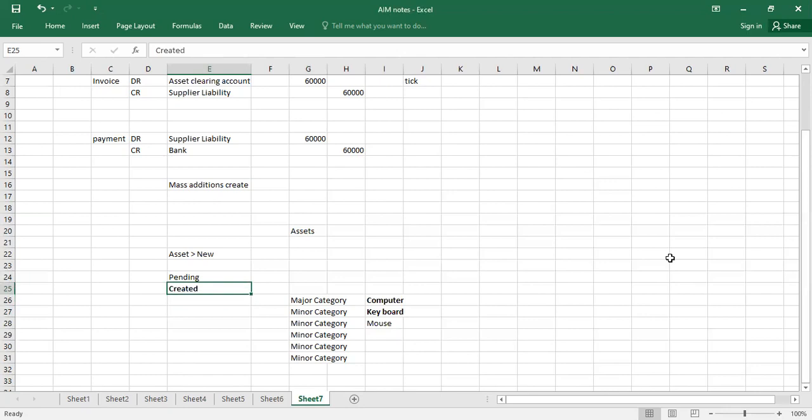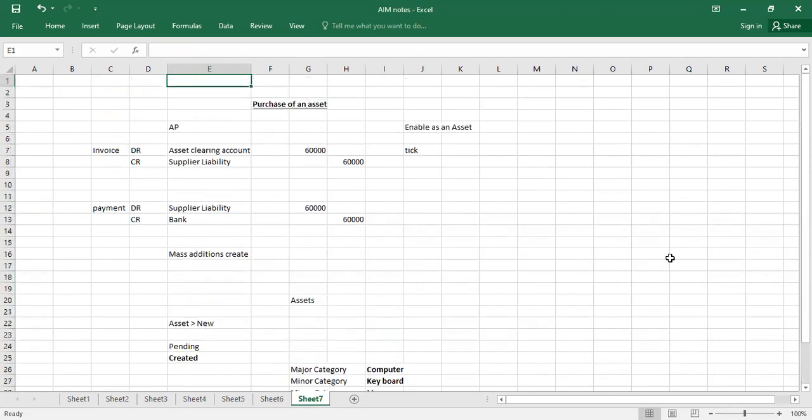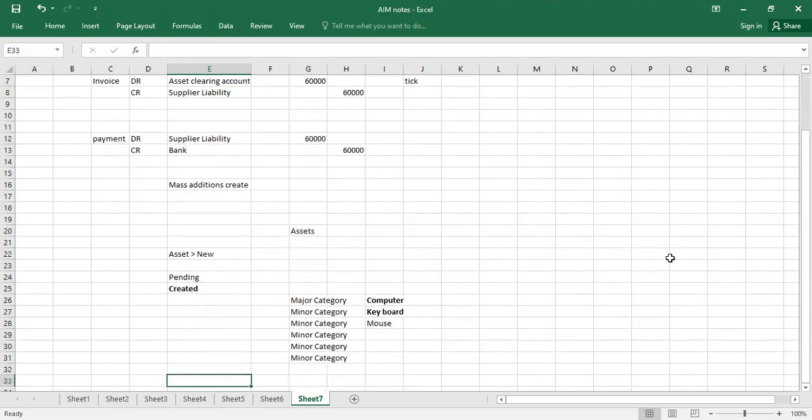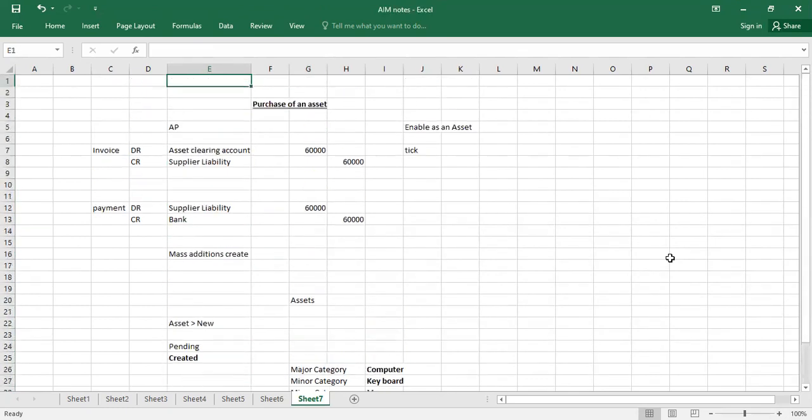Okay. And this is one method, through AP. Now you understand how the process comes. Yes, sir. Yeah, this is how it will come. If you use the asset clearing account, it will be taken as an asset. This is one process: purchase of a new asset.